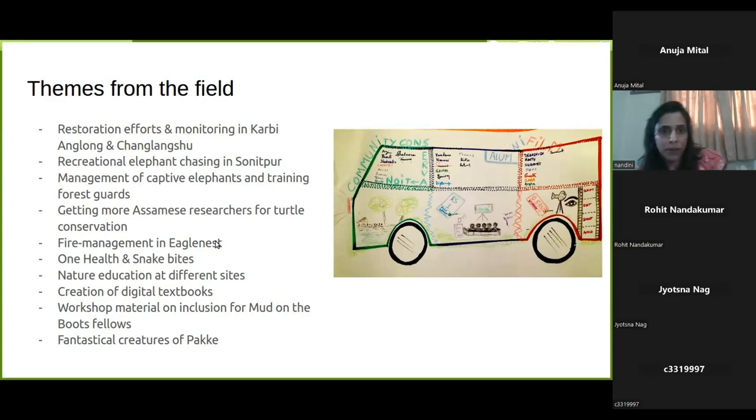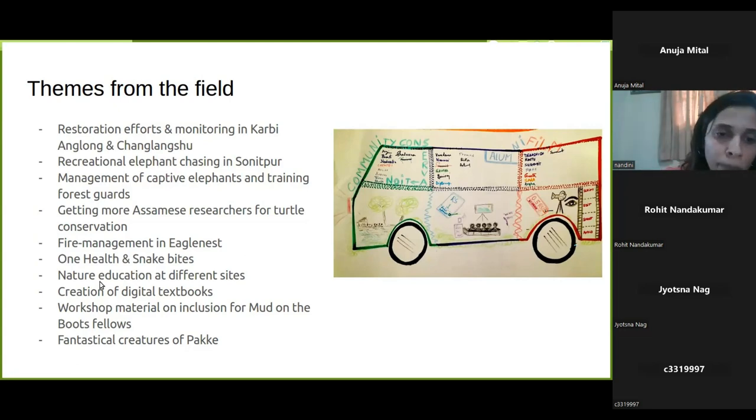Anuja and others also thought about how we can get more Assamese researchers for turtle conservation. Some of the Singchung Bugun Village Community Reserve staff asked for a workshop on what we can do best if there is a fire in the forest. Who do we contact? How do we go about dousing a fire? Are there any skills with respect to that?